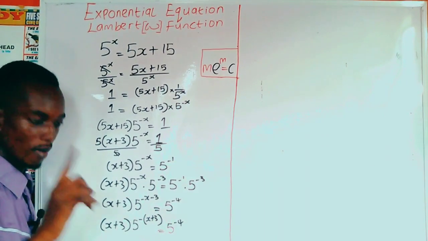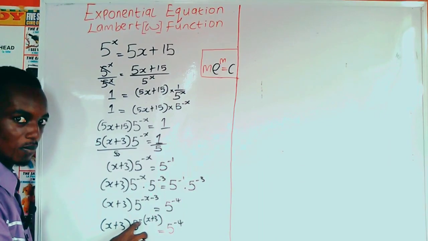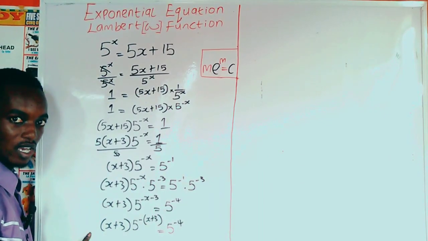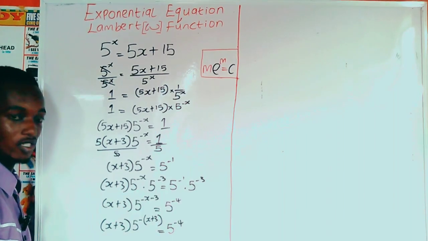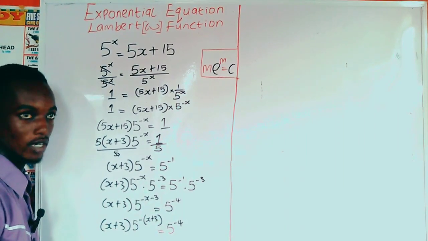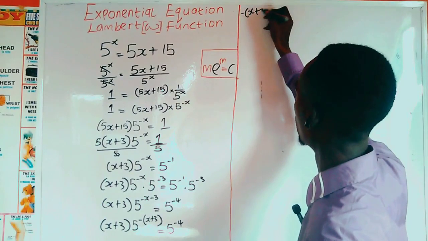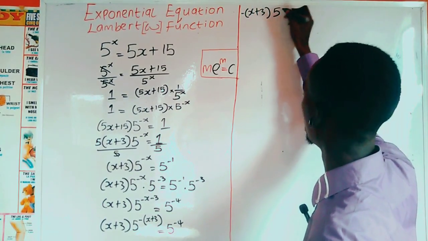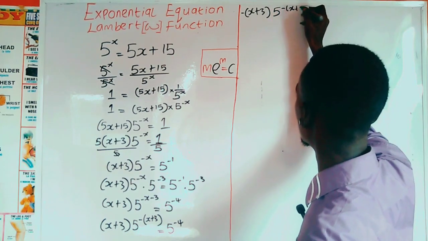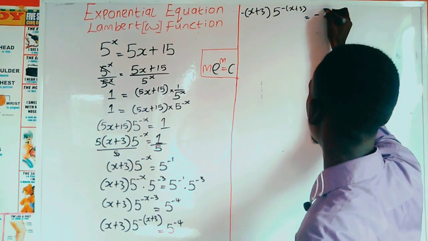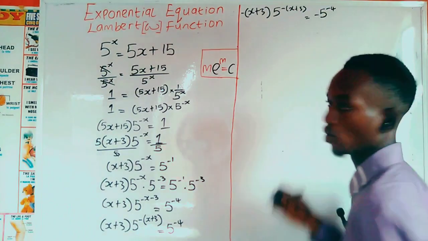Now, we still have one more comma. We have minus here in the power. We don't have minus here at the coefficient. Very easy. Multiply both sides by negative 1. Negative x plus 3 times 5 raised to the power negative x plus 3 equals negative 5 raised to the power minus 4.